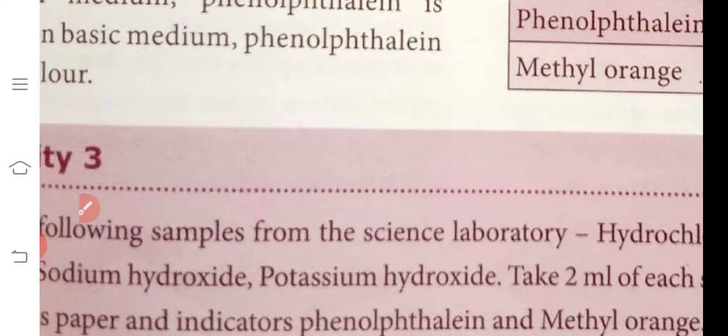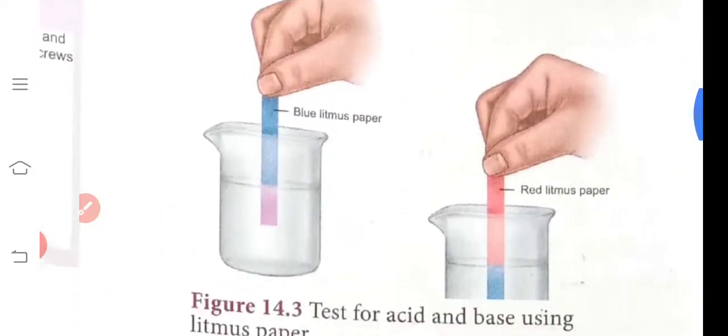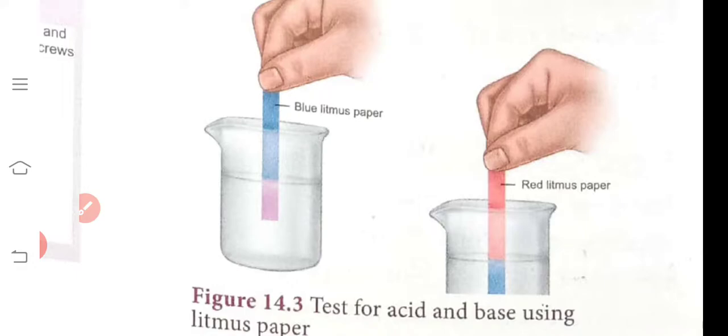Listen, next one, phenolphthalein and methyl orange are indicators. See, this is blue litmus paper. This is red litmus paper. Acid turns blue litmus paper red, so in this beaker acid is present. Bases turn red litmus paper blue, so the beaker contains base. So we test for base using litmus papers.